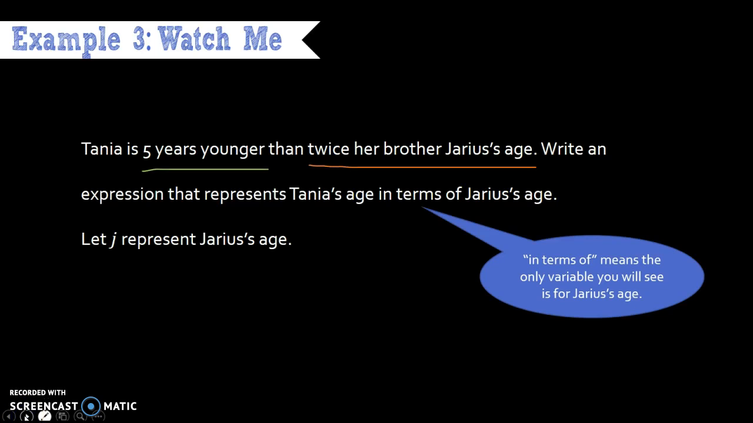5 years younger than means that I'm going to be subtracting 5. Twice her brother's age means 2 times J. And then this word right here tells me to flip the order of what I see. That's what the expression would look like. And notice that the only variable that I have is J. That means I wrote it in terms of Jarius's age.